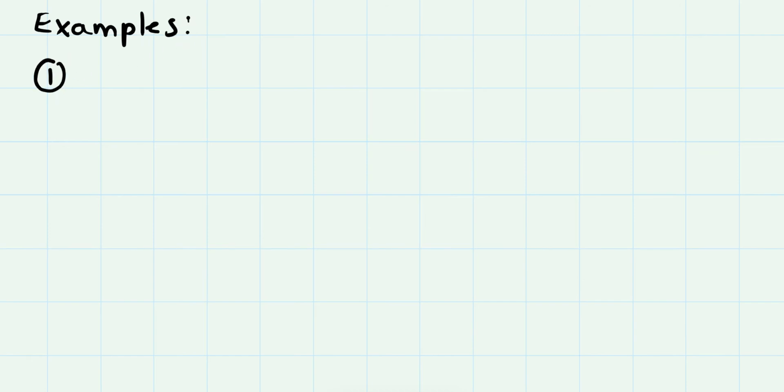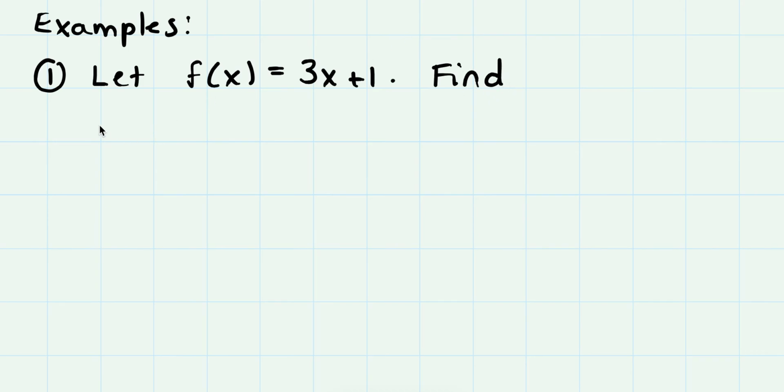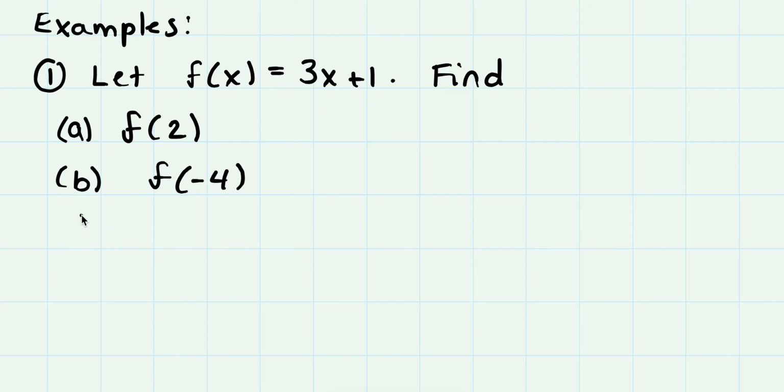Here's the first one. We're going to let f of x be equal to 3x plus 1. This is a function. 3x plus 1 is a line with a slope of 3 and a y-intercept of 0, 1. I want to find the following. f of 2, f of -4, and f of x plus 2. Tell you what this means.